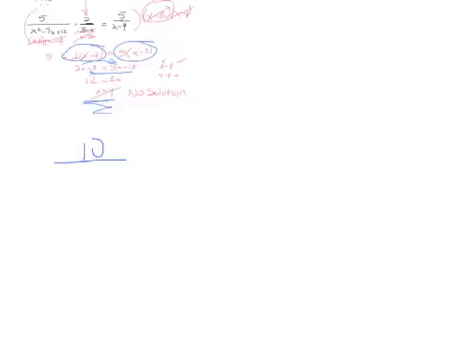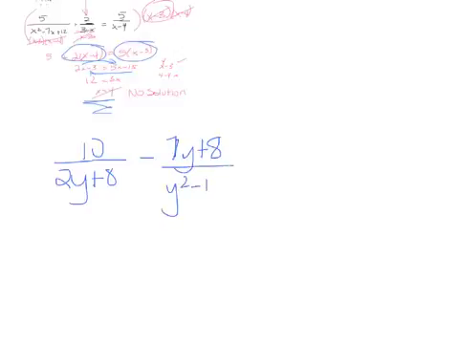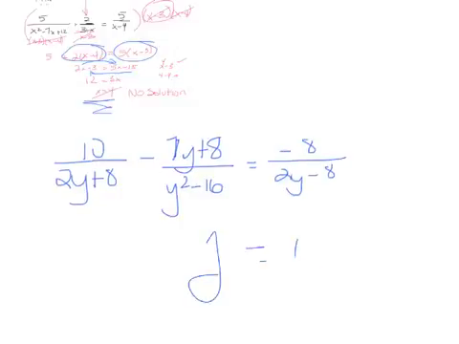10 divided by 2y plus 8 minus 7y plus 8 divided by y squared minus 16 equals negative 8 divided by 2y minus 8. Here's your hint. Factor first to figure out the denominators you want to work with. The answer is y equals 6.